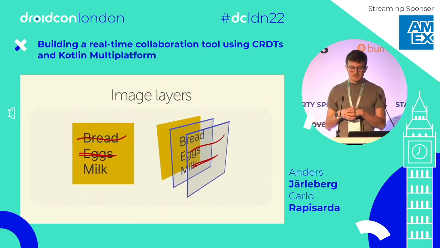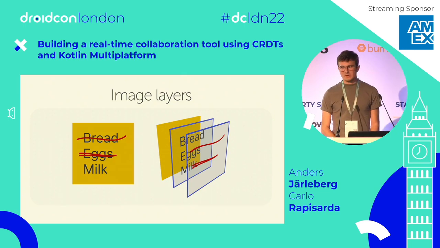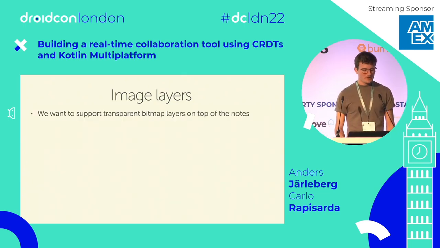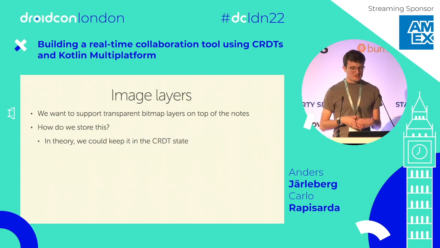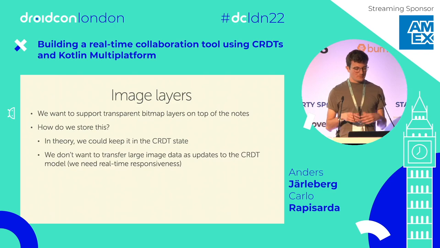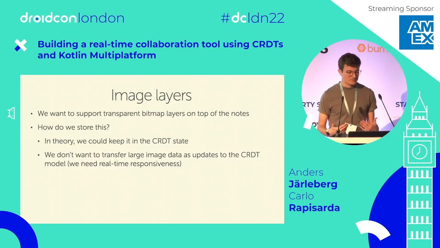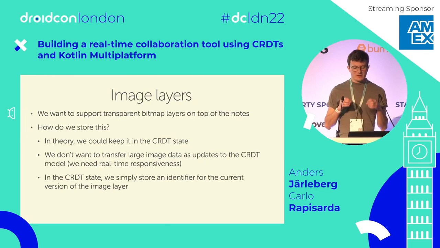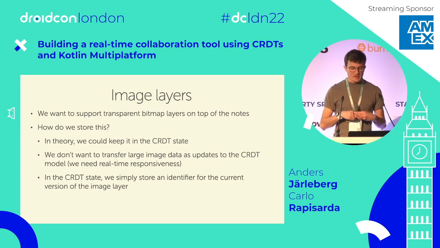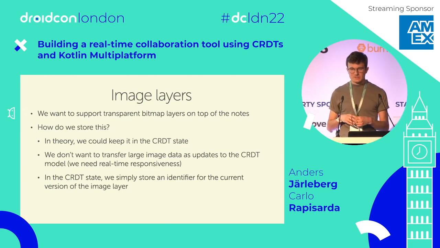One more challenge was when we started implementing image layers. So nodes can have digital text, but they can also contain drawings, and therefore we need to handle bitmap images. But obviously, we don't want to store these images in the CRDT state. We need to be able to send changes around in real time. So we want the changes to propagate as quickly as possible. Instead, in the CRDT state, we only store identifiers of the image layers. And then we keep the bitmap data somewhere else.